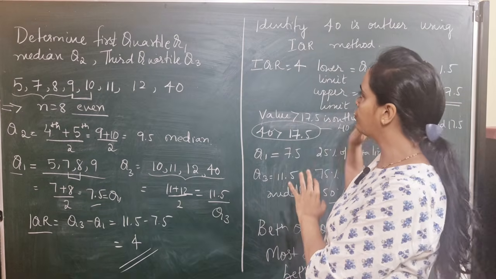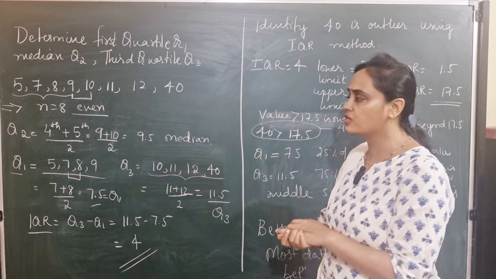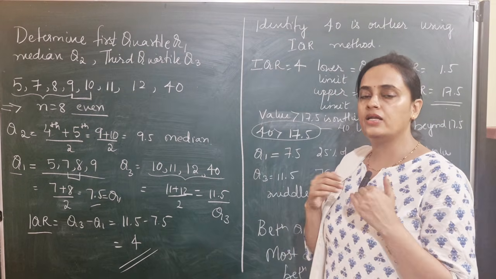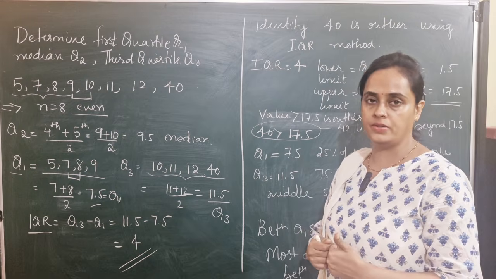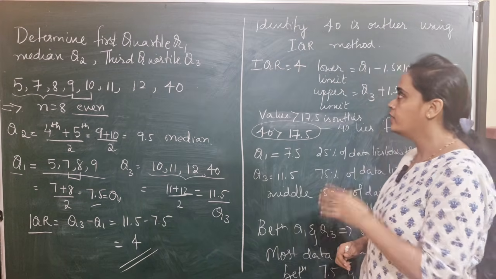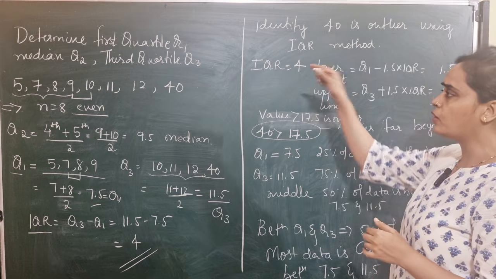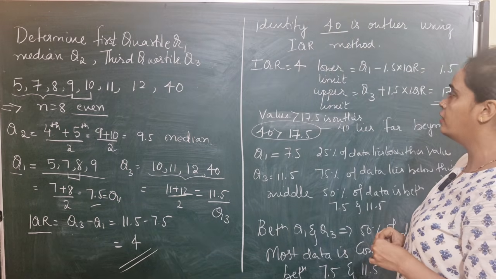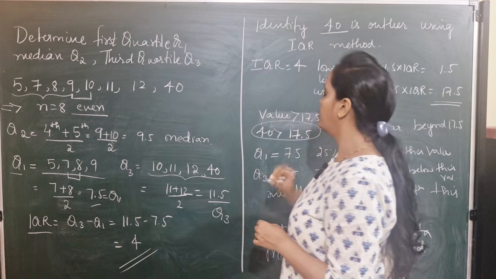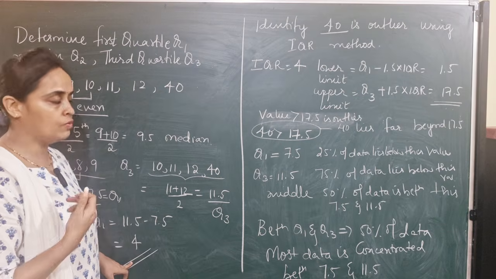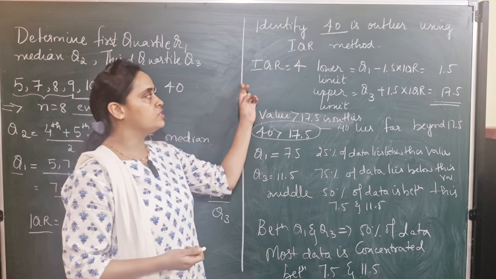Now in the second half of the problem, we will understand what Q1, Q2, Q3 actually indicate, and, given any data set, whatever number is given, how to identify whether it is an outlier or not an outlier. See, in the question it is mentioned, identify whether 40 is an outlier or not using the IQR method. We know from the previous solving of the problem that IQR is 4.